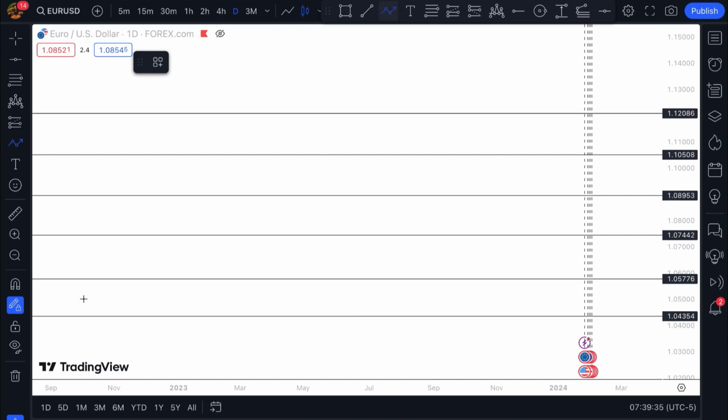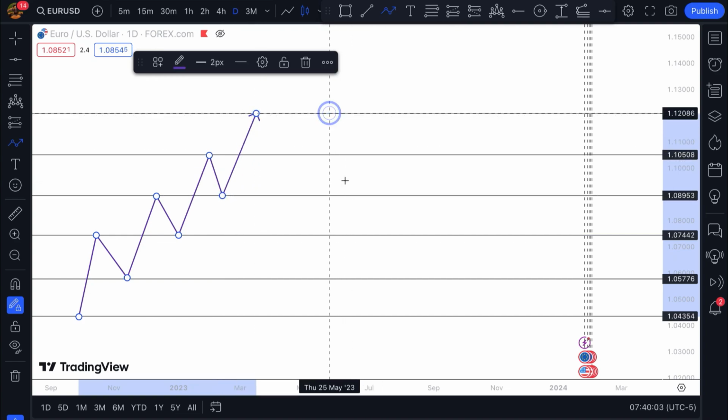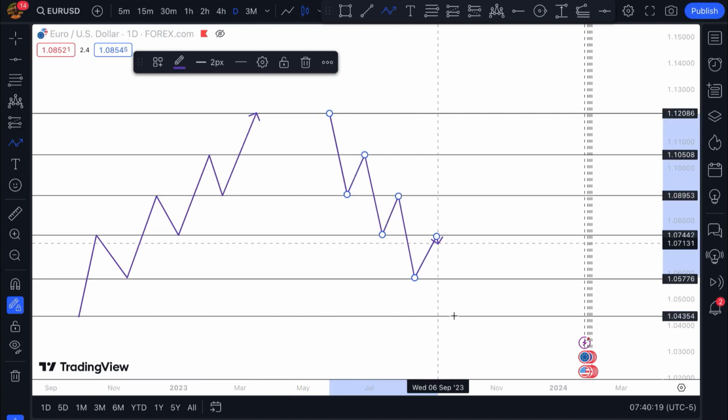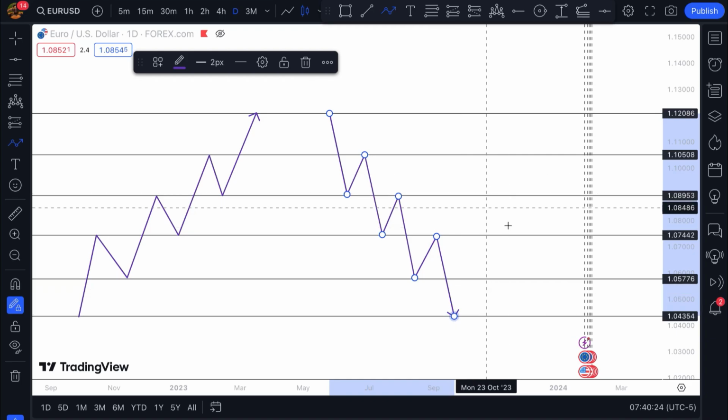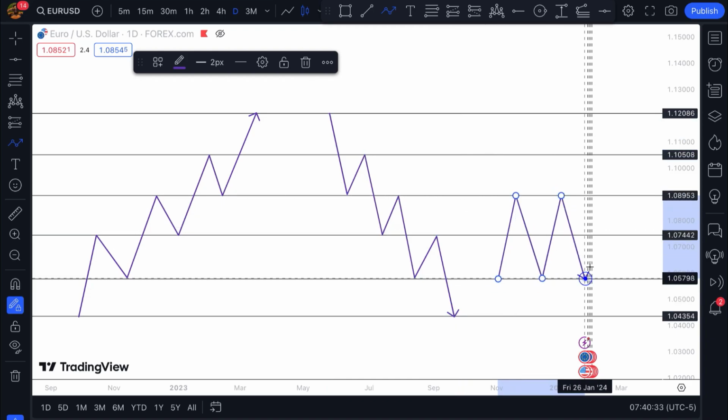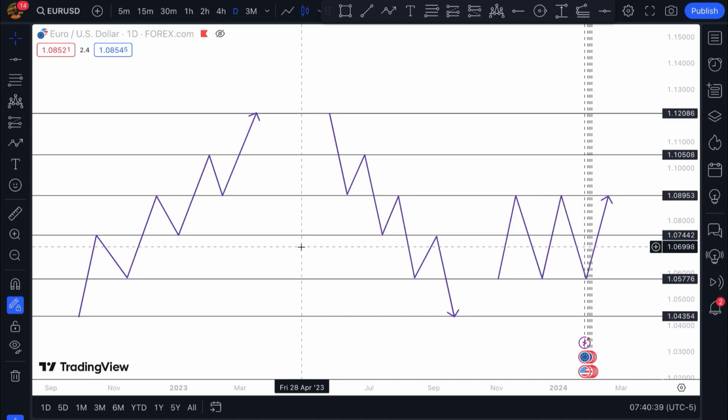We have three types of trends. We have an uptrend and a downtrend. Then lastly, we have a sideways trend. These are the three types of trends we have.